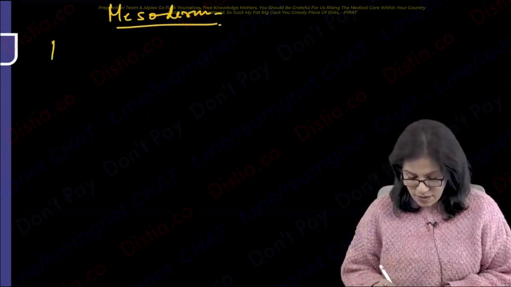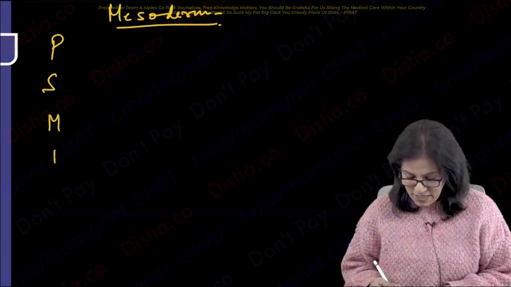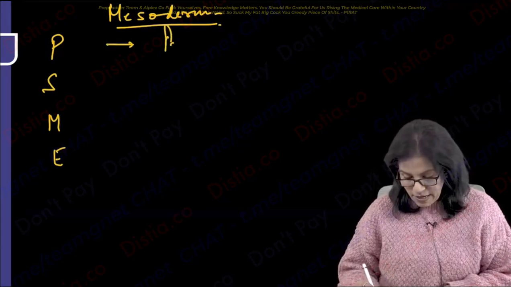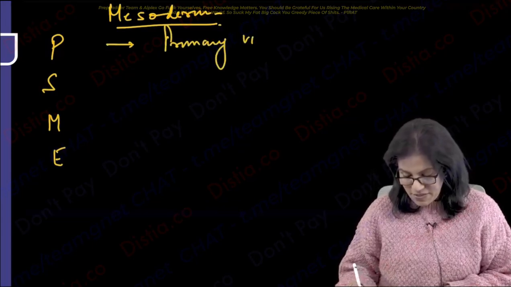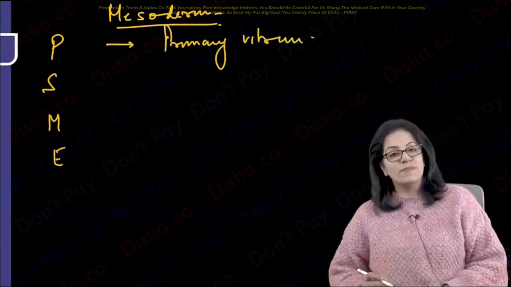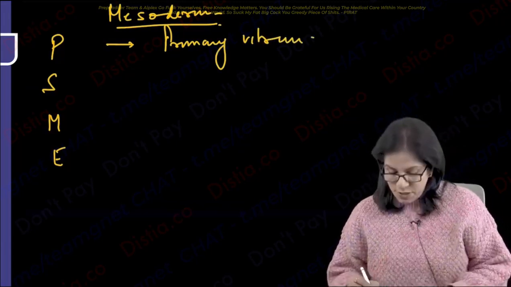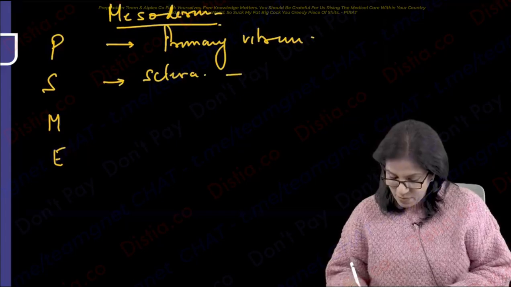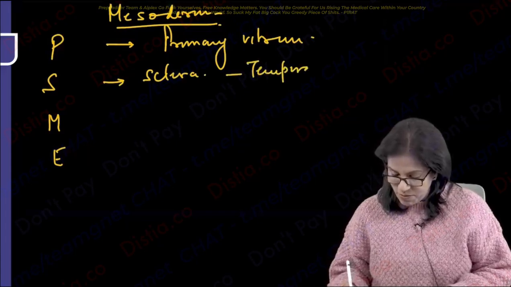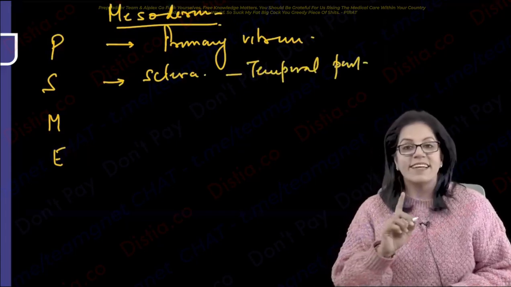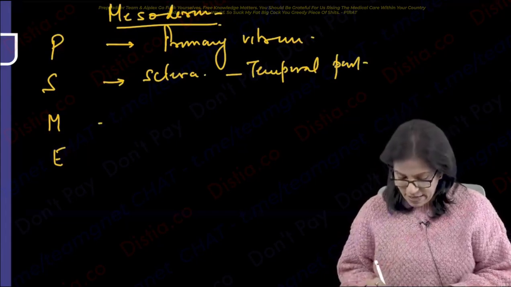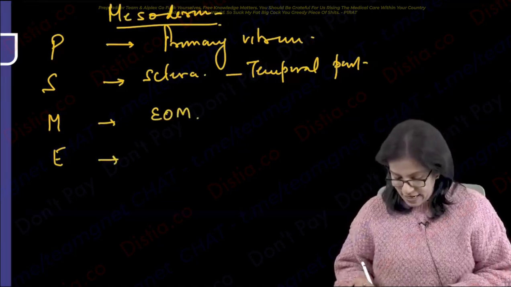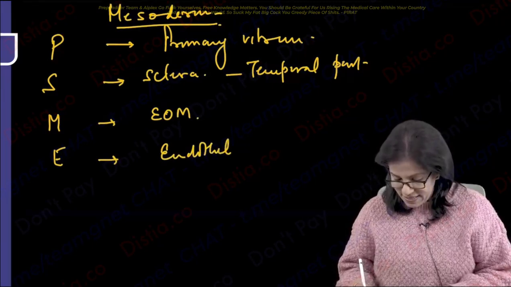Let us learn with the mnemonic. We all know the subject PSM. We will put an E here. PSME. P stands for primary vitreous. We have learned this primary vitreous is hyaloid tissue derived from the mesoderm. S for sclera. Which part of the sclera, all of you? We are talking about sclera temporal part. The temporal part. Rest of the sclera is derived from neural crest. M. Which muscles? Extraocular muscles. And the endothelial lining of the blood vessels.